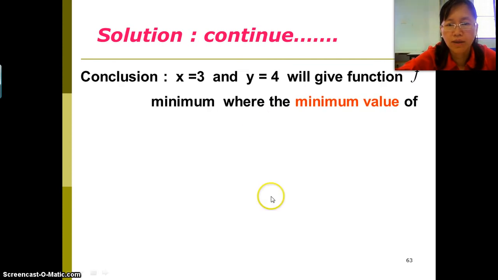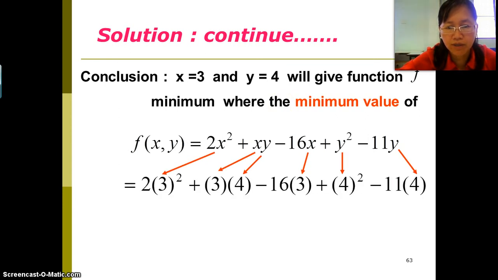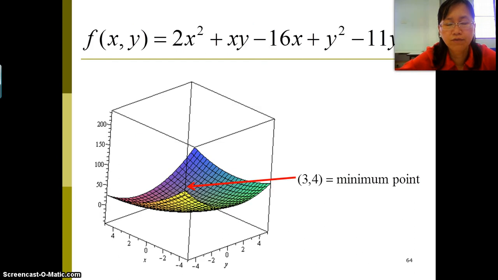So x equal to 3 and y equal to 4 will give the function f minimum, where the minimum value of the function will be, we substitute value x and y, and then we calculate, finally we get negative 46 as the minimum value. So from the graph of the multivariable function, you can see that there's a minimum point with the coordinate x is 3 and the coordinate y is 4.